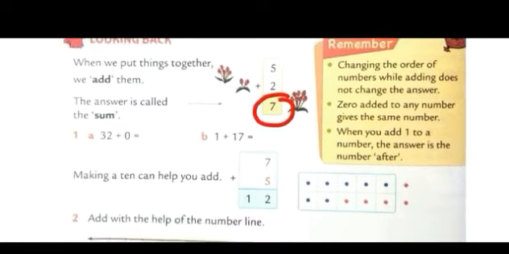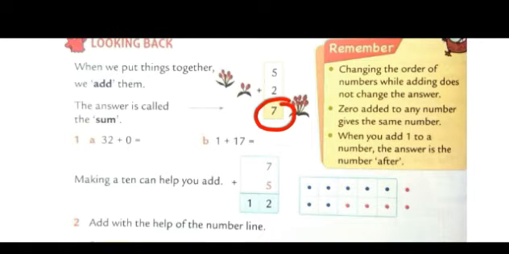Now, let's see the next example given here. 32 plus 0. Dear students, when 0 is added to any number, it gives the same number. So, when we add 0 to 32, we will get the same number, that is 32.